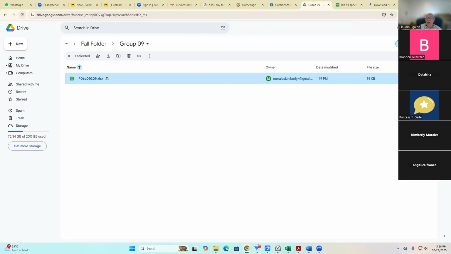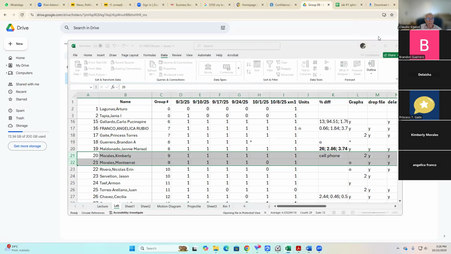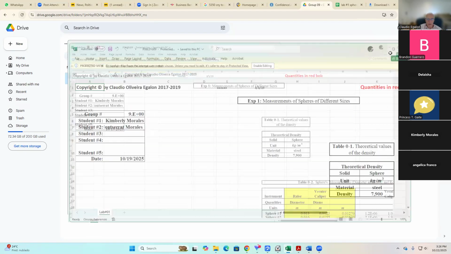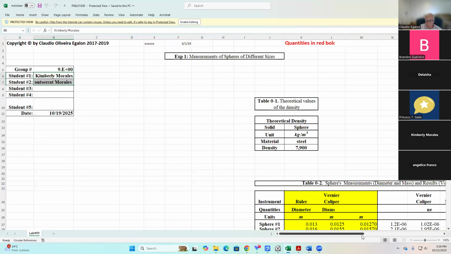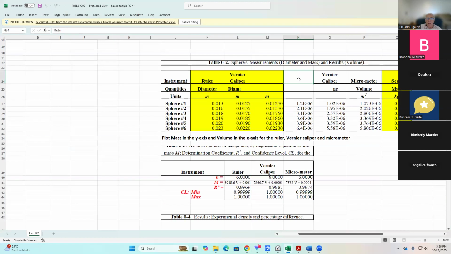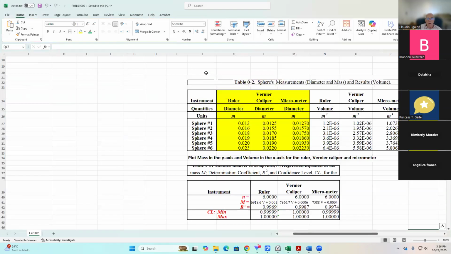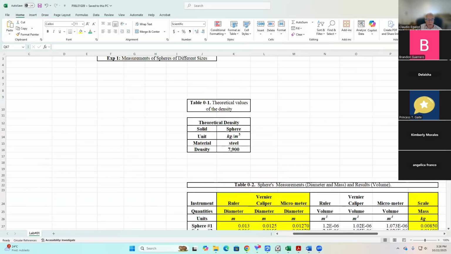Thank you. Let's open your file. Okay, good. You put your names here. That's good. Okay, you deleted here, right? Yeah, ruler, not diameter, but volume. What happened here? You enable the editing maybe? Yeah, that's right, I have to enable the editing. Thank you for pointing that out.